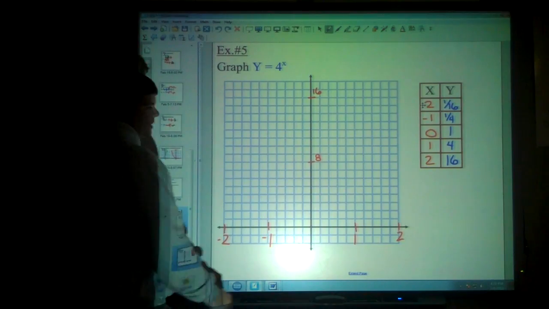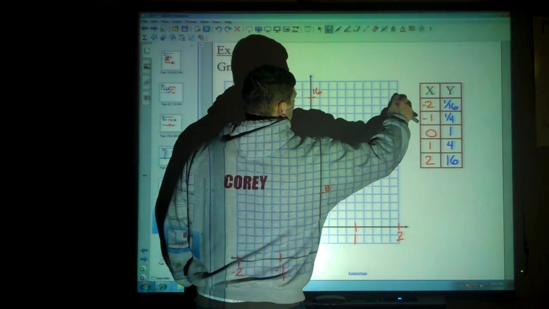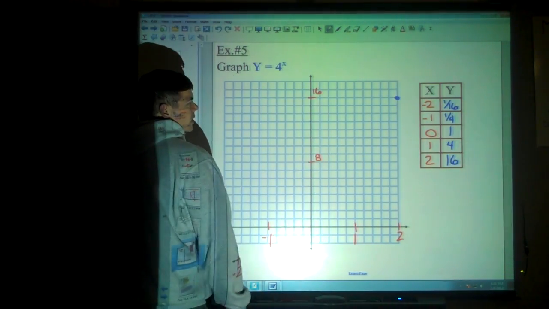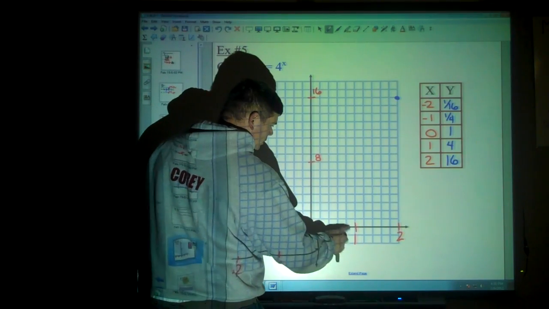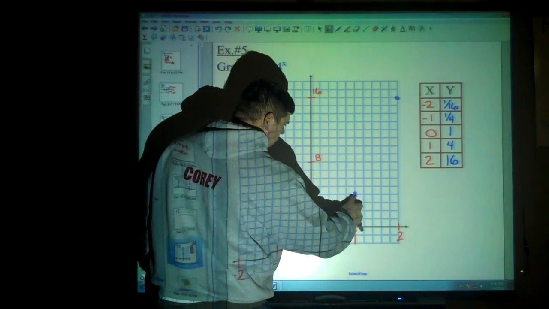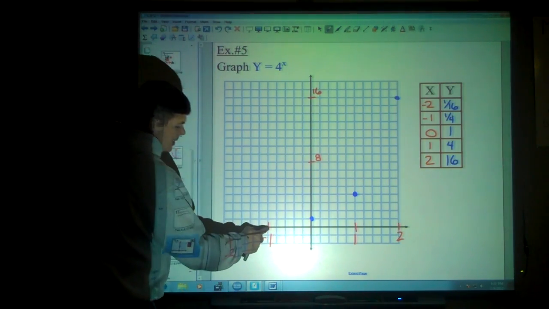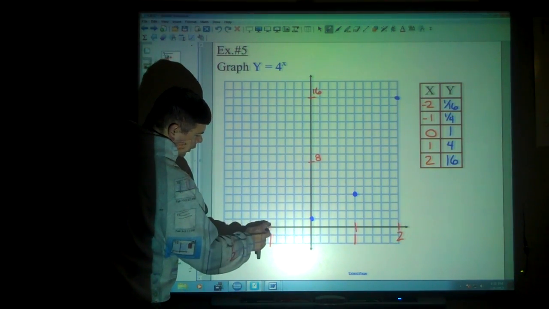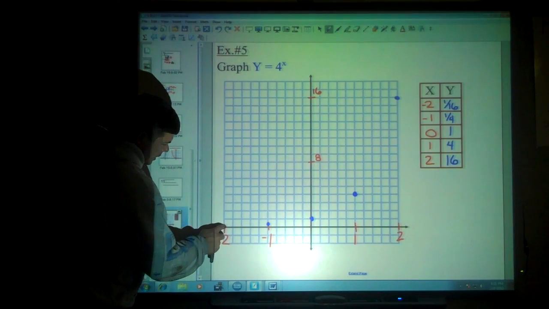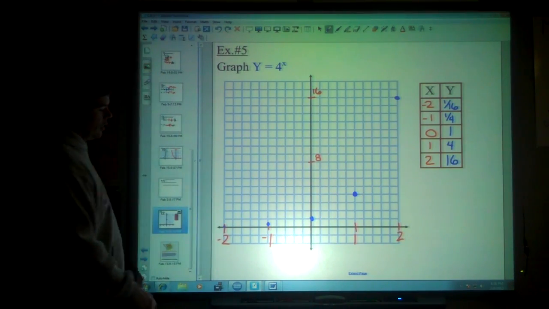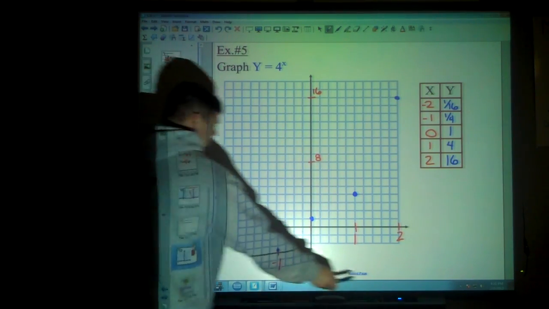At 2 I'm at 16, which is here. At +1 I'm at 4. So 1, 2, 3, 4. At 0 we're at 1. At -1 I was at 1/4. And at -2 I'm at a 16th, which isn't quite 0, it's just barely above the x-axis.